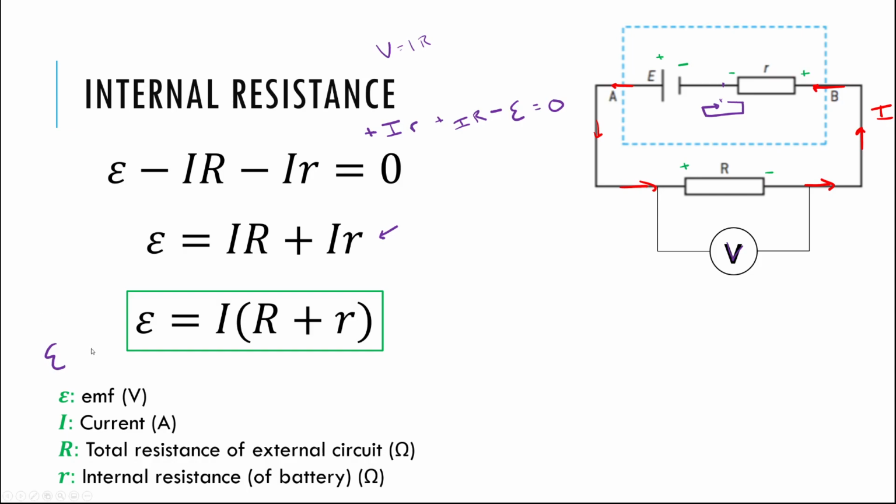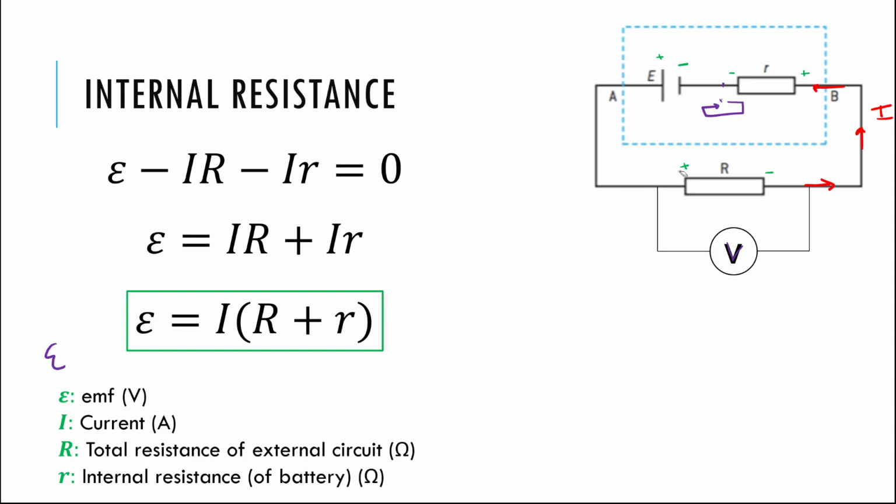I is the current in the circuit, R is the total resistance of the external circuit, so everything that's not the battery, and little r is the internal resistance of the battery itself, of course, both measured in ohms for resistance. One thing you want to be able to do with this equation is get it in terms of V, which we're going to have a name for.